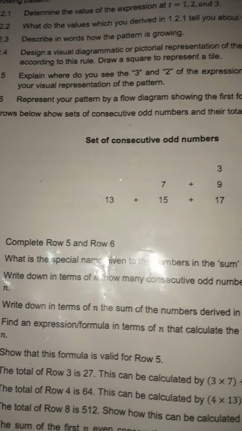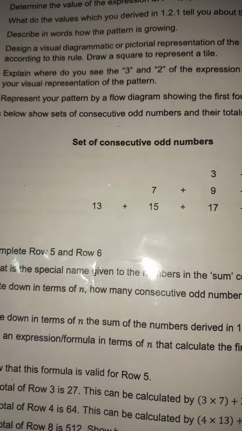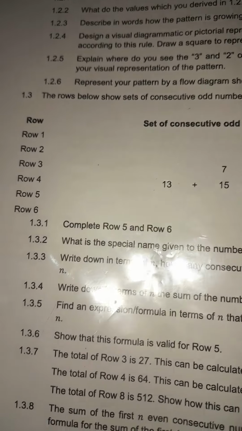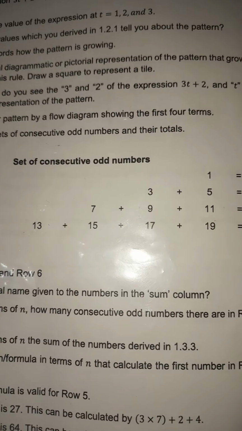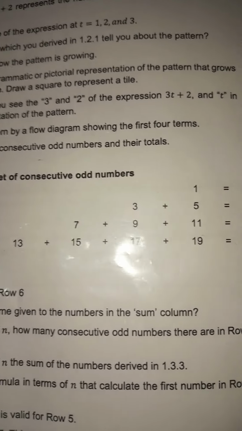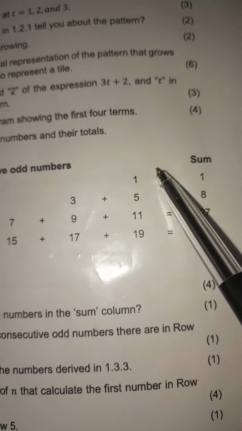So the rows below show a set of consecutive odd numbers and their totals. We are given that row 1 has 1, row 2 has 3 plus 5, row 3 has 7 plus 9 plus 11, and row 4 has 13 plus 15 plus 17 plus 19. We need to ask ourselves, how did they come up with 3? They added 2. 1 plus 2, that's 3.